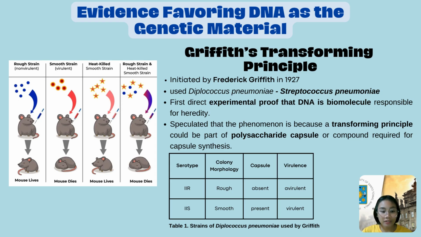He observed that the blood of the dead mice contained live S strain bacteria, wherein he concluded that some transforming principle from the heat-killed S strain bacteria was taken up by the live R strain bacteria, transforming them into a virulent strain. This suggested that the genetic material responsible for virulence could be transferred between bacteria. It indicates the presence of a molecule that carries genetic information.